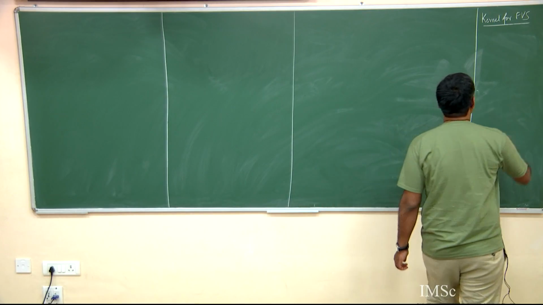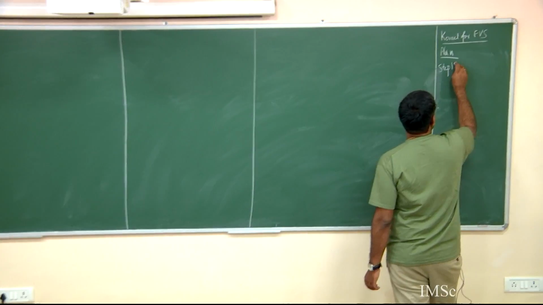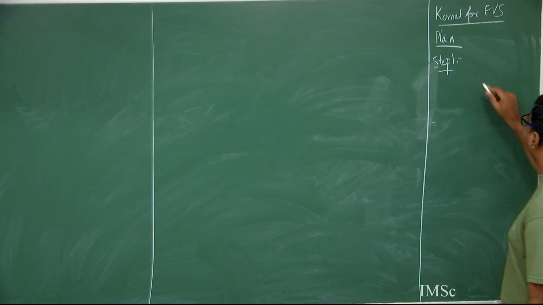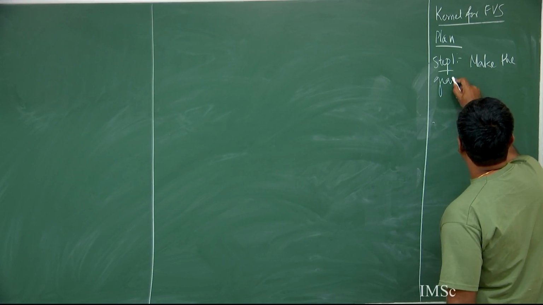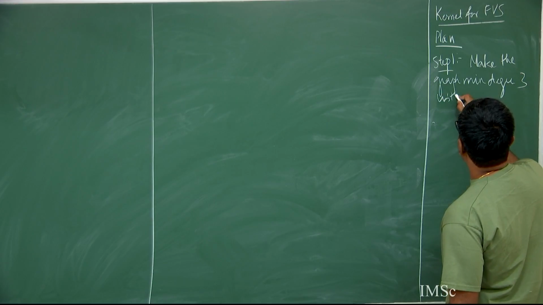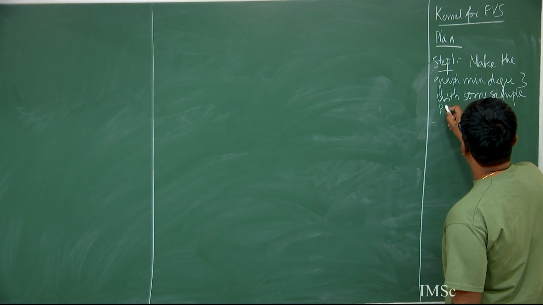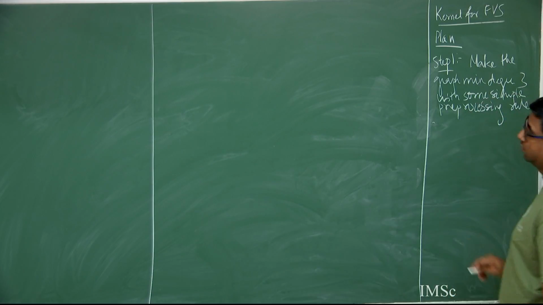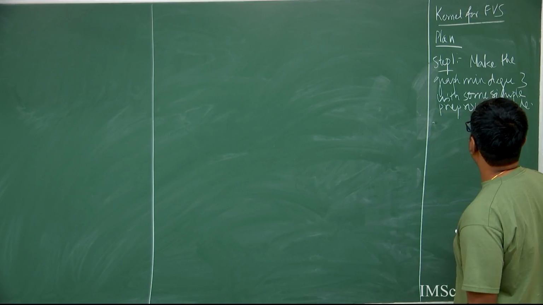So our plan is: step 1 is to make the graph minimum degree 3 with some simple preprocessing rules. That's step 1, which you might have seen already, but for the benefit of everybody else, we'll try to recollect it.